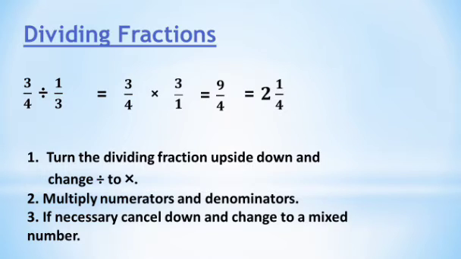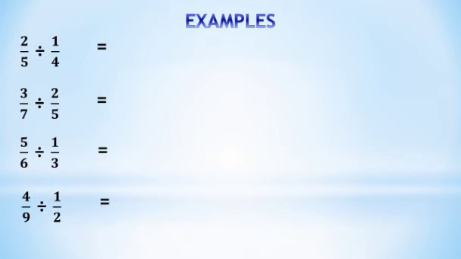Now we will consider some more examples. The first example is 2 upon 5 divided by 1 upon 4. Here we will again reciprocal the second fraction. So it becomes 4 upon 1. After this we will multiply the numerators and denominators together. So 2 into 4 becomes 8. 5 into 1 becomes 5. 8 upon 5 we will also change it into mixed fraction. So our answer is 1 3 upon 5.